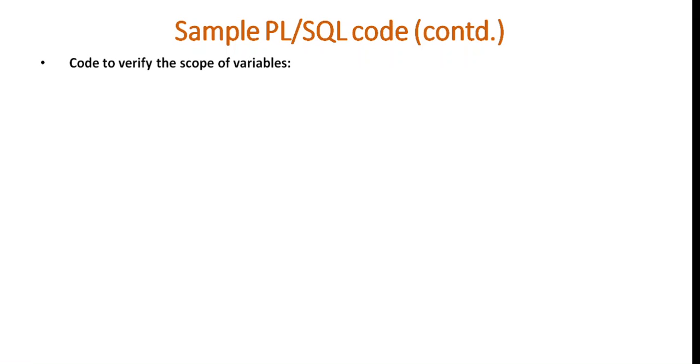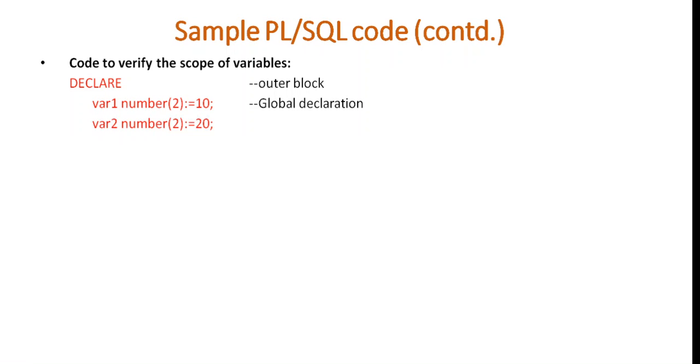Now we'll see another sample code to verify the scope of variables. In PL/SQL we have two types of variable scope, local and global. First is the outer block, in which two variables are declared, variable 1 and variable 2. The size of both variables is 2 and the data type is number, which means these two variables can hold only 2 digits. Both variables are initialized with values: variable 1 with 10 and variable 2 with 20.